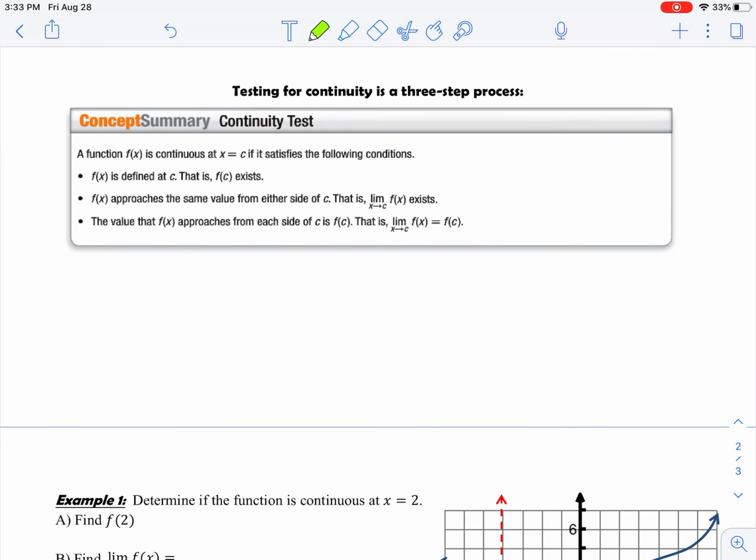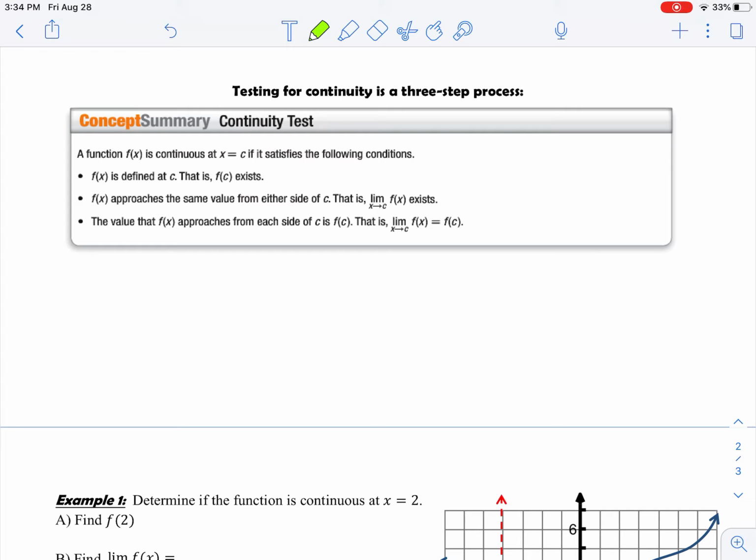Okay, so to check whether a function is continuous, it's called the continuity test. It's a 3-step process. First off, in order for a function to be continuous at the value of c, it has to satisfy the following conditions. f of x is defined at c. So it can't be undefined there. If you think about it, if it was undefined, there'd be a hole there, so then that means it's not continuous.